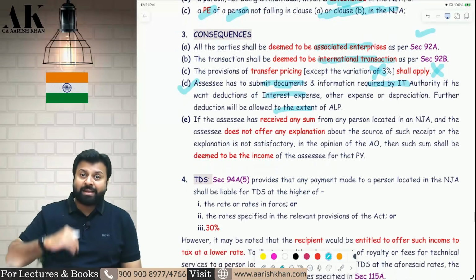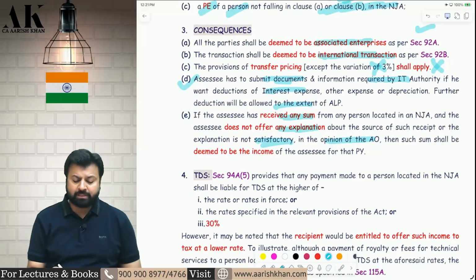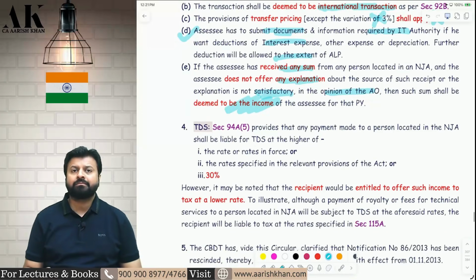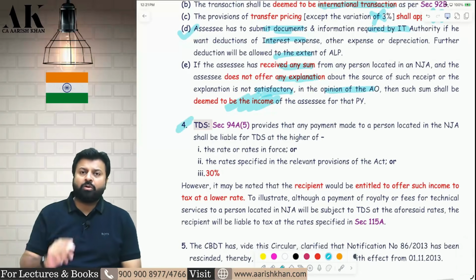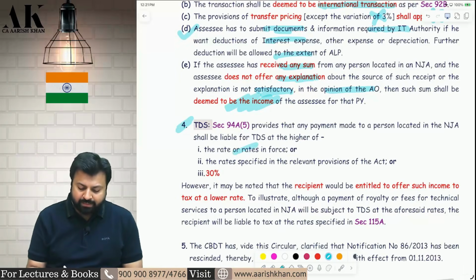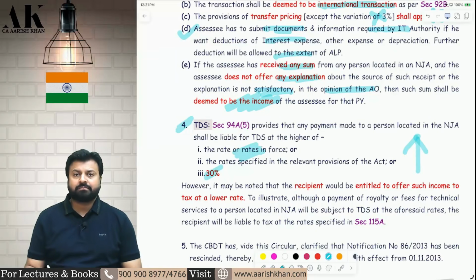Next, if you are receiving any money from an NJA, you have to explain the source of that money. If you are not able to explain the source of the money satisfactorily in the opinion of the assessing officer, that will be deemed to be income. Last but not least, the most important point. When you make a payment to a person located in an NJA, you have to deduct TDS at the rates in force or 30%, whichever is higher, plus surcharge if applicable and cess.